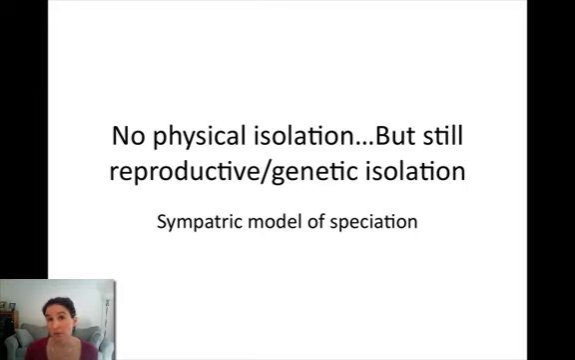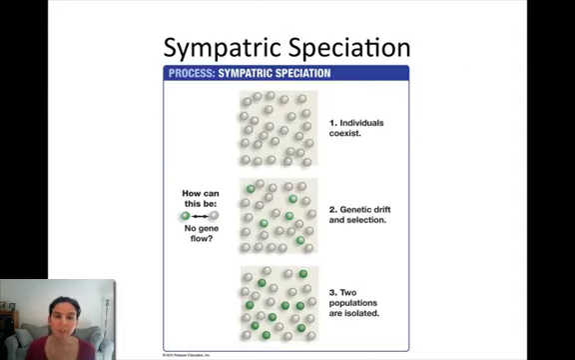It was once thought that this was not very common in nature, but we found that it actually is quite common in nature. So how does this happen? Let's look at this figure here.